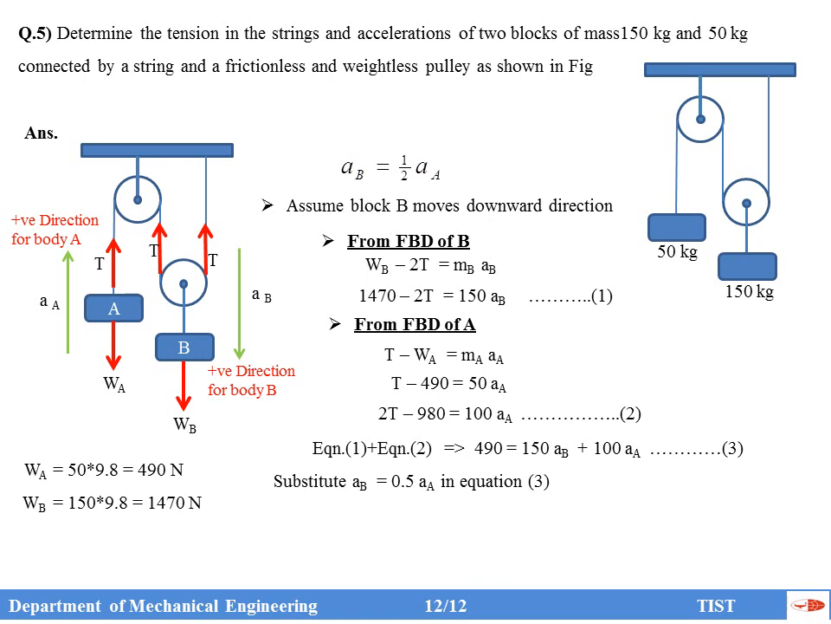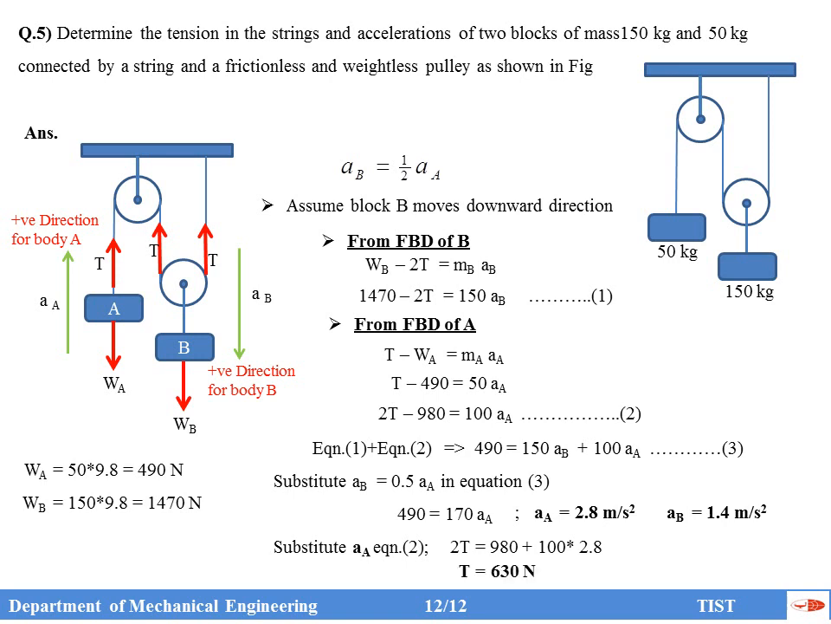Now you have to substitute AB equal to half AA in equation 3. Substitute AB equal to 0.5 AA in equation 3. You will get 490 equal to 170 AA?. Then you can simply find out AA, which is 2.8 meter per second square, and you can find out AB. AB is half of AA, which is 1.4 meter per second square. Now if you substitute AA or AB in any one of the equations, you will find out the value of T. So I am substituting AA in equation 2. What I am getting is 2T equal to 980 plus 100 into 2.8, which is 630 Newton. That's all for this question, which is a very simple question.